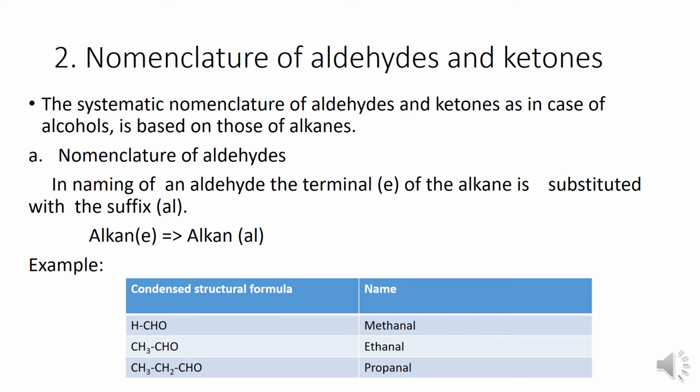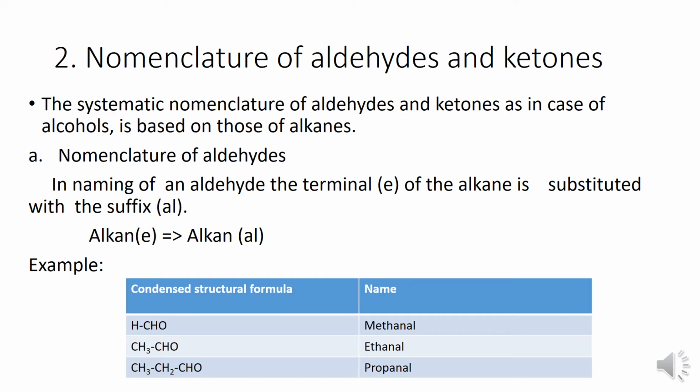Now, the second objective is how to name aldehydes and ketones according to the IUPAC system. The systematic nomenclature of aldehydes and ketones, as in the case of alcohols, is based on those of alkanes.